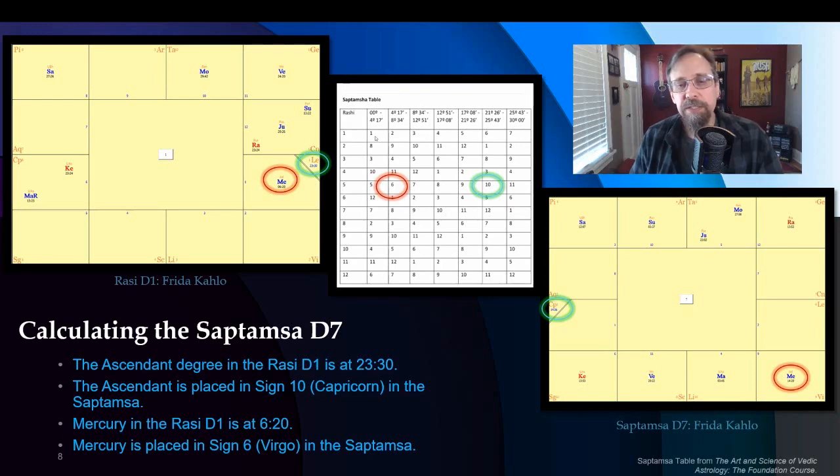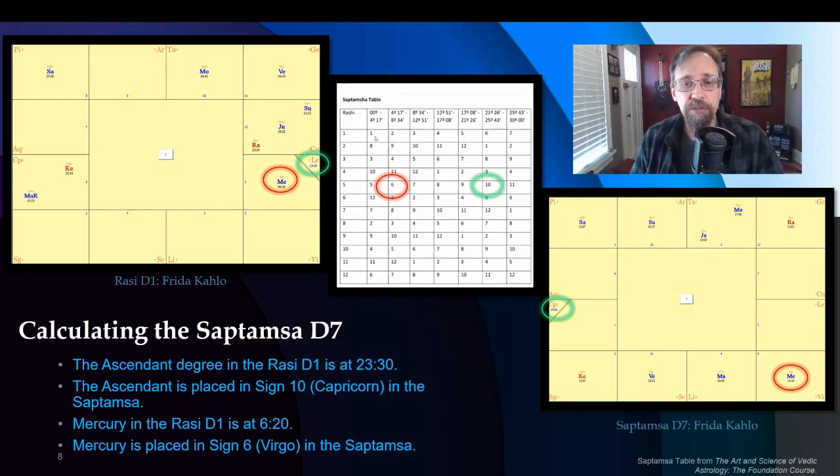So we take this 23 degree 30 minute point, that is our ascendant degree, and we go across the Saptamsa table and see where in the 7 sections it's going to fall. And we see in the 6th section that we have a range of 21°26' to 25°43'. So this tells us that the ascendant degree is going to fall in the 6th section of numerical space in our Saptamsa.